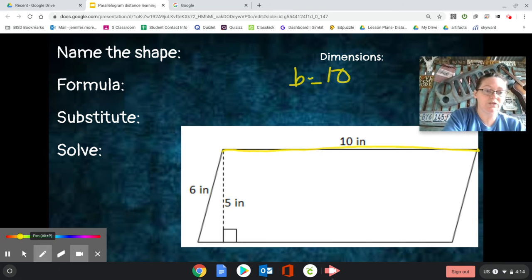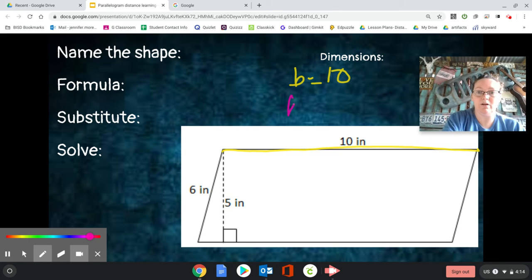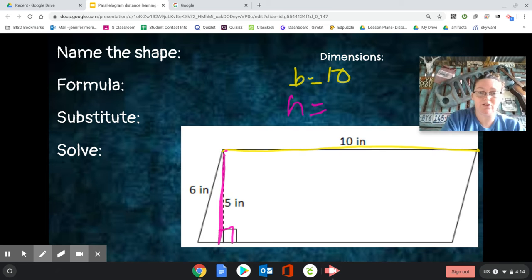Okay, I'm going to switch colors and put my height here in a different color. My height is straight up and down. You notice it is perpendicular here. It's 5. The only thing I might need that 6 for is if I wanted to find the perimeter and I would add up all the sides. So in that case, I would use the 6 instead of the 5. But right now, it is important that we are only using the 10 and the 5.